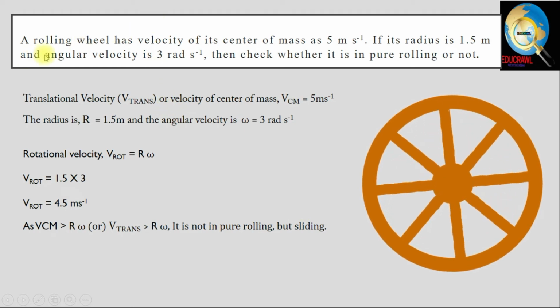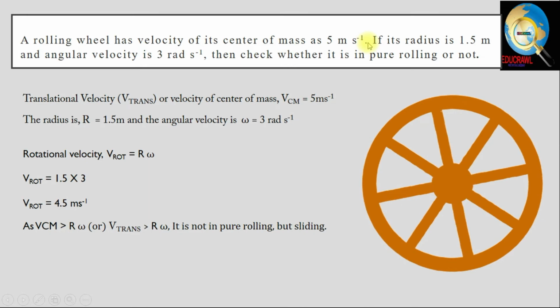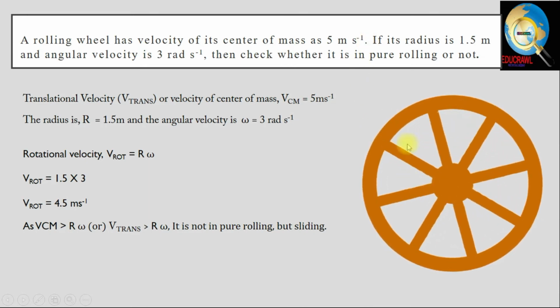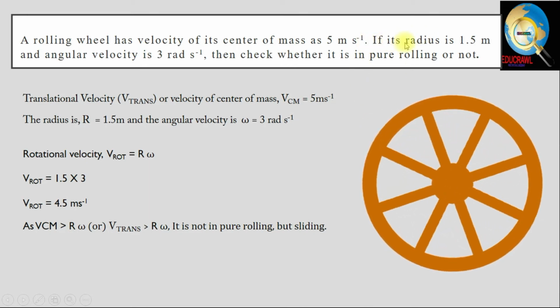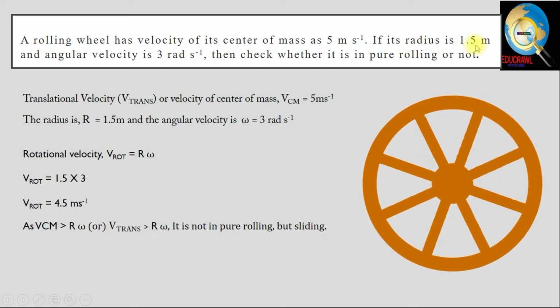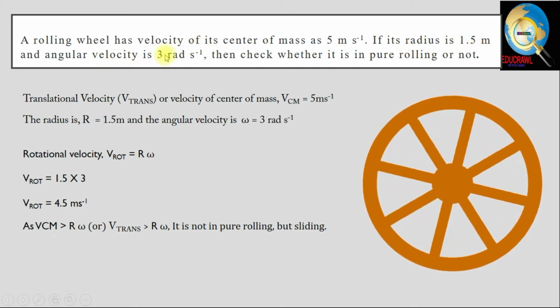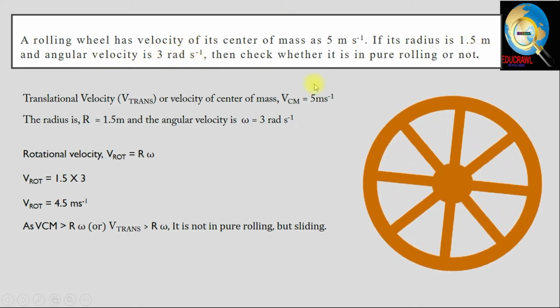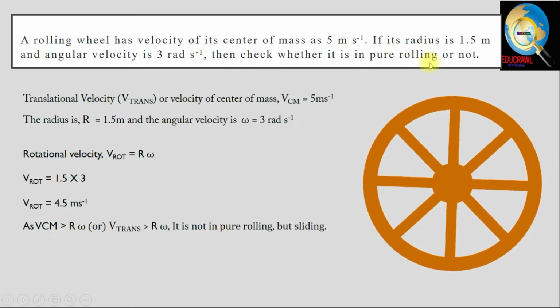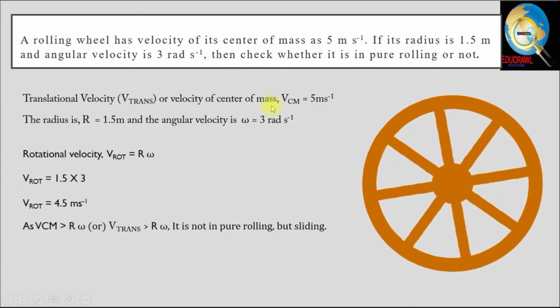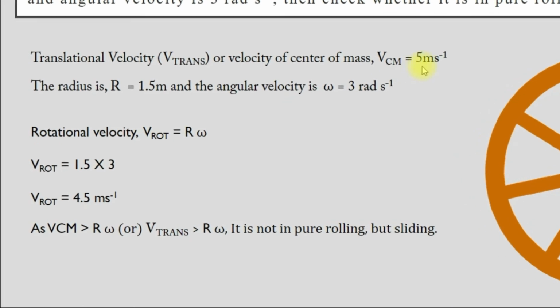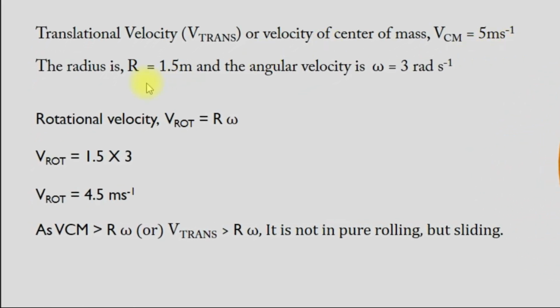The next problem: a rolling wheel has a velocity of its center of mass as 5 meter per second. You can see the rolling wheel in the animation below. If its radius is 1.5 meter and angular velocity is 3 radian per second, check whether it is pure rolling or not. Here the velocity of center of mass is given as 5 meter per second, radius is 1.5, angular velocity is 3 radian per second.